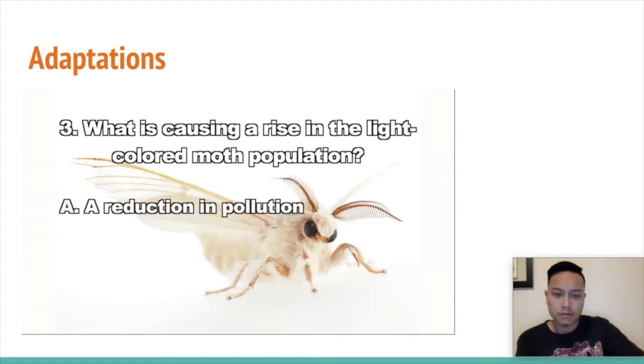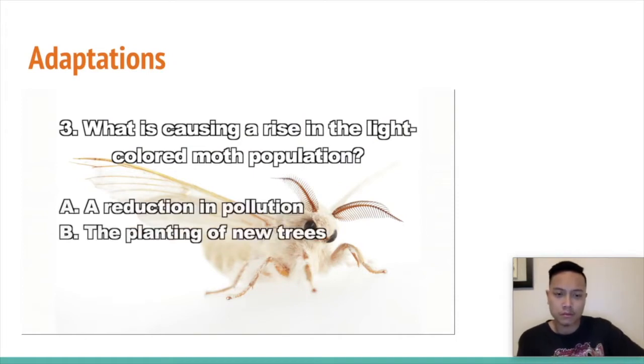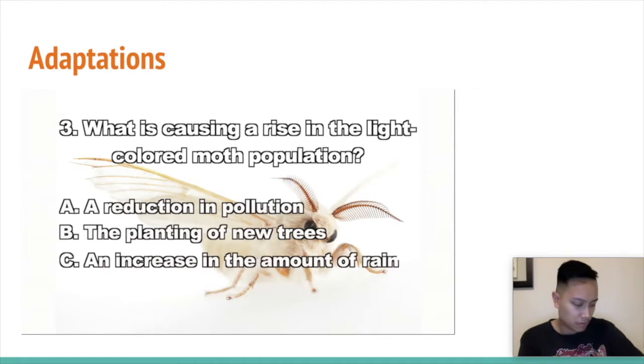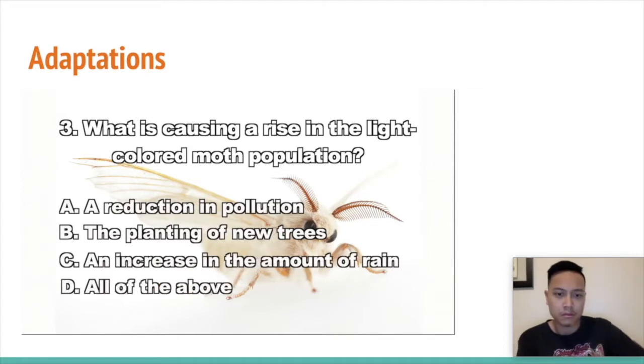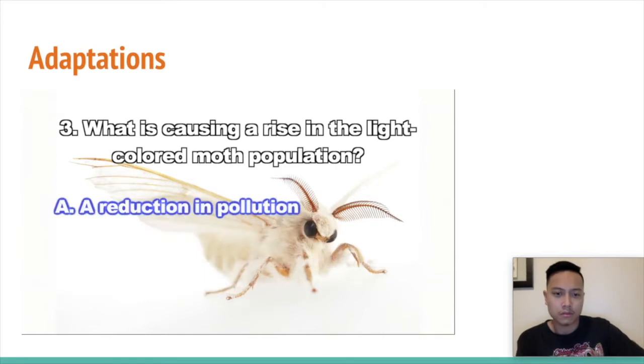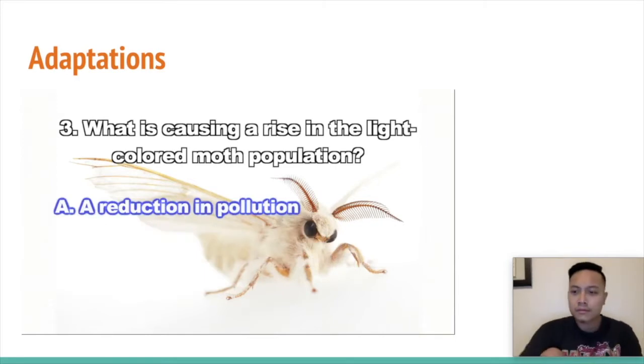Here's question 3. What is causing a rise in the light-colored moth population? A. A reduction in pollution. B. The planting of new trees. C. An increase in the amount of rain. D. All of the above. The correct answer is A. A reduction in pollution is causing an increase in light-colored peppered moths.